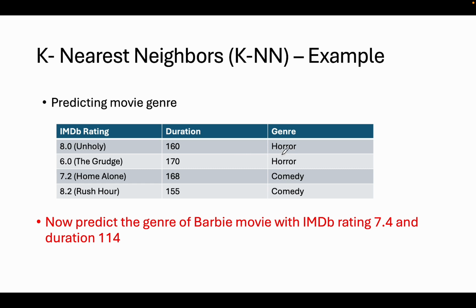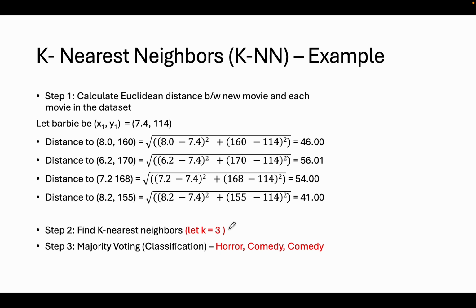So for example, 2 movies belong to the horror genre and 2 of them belong to the comedy genre. Now we have to classify this Barbie movie, which has this IMDb rating and this duration, and we have to see in which category this Barbie movie would fall. So based on k-nearest neighbor and what we have just discussed, step 1 is to calculate the Euclidean distance between the Barbie movie and each movie in the data set.